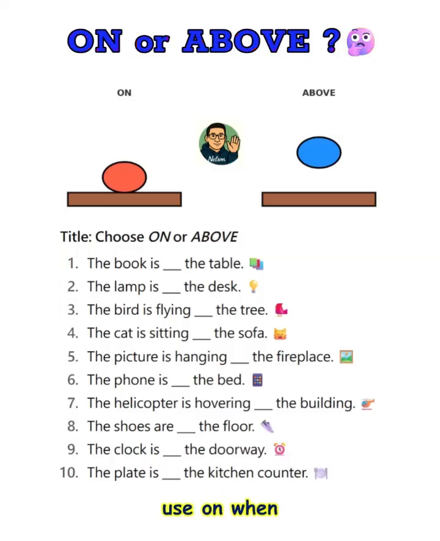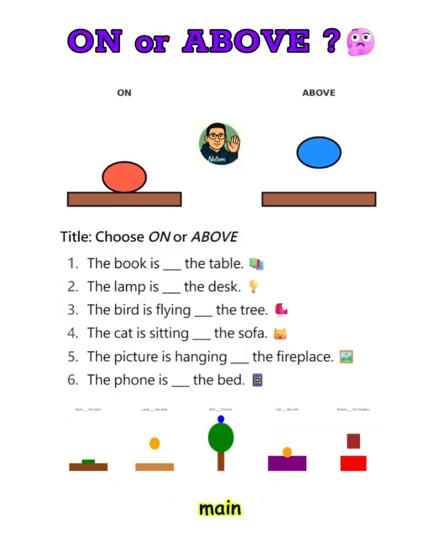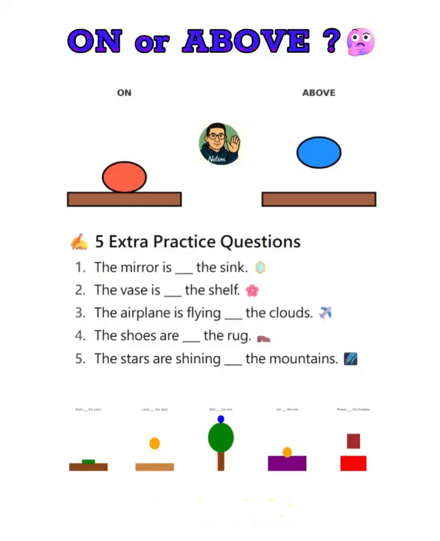Remember, we use on when something is touching the surface, and we use above when something is higher but not touching. That's the main difference. Simple, right? Now, I want you to try 5 more questions on your own. Think carefully, decide if it should be on or above, and then check your answers later.